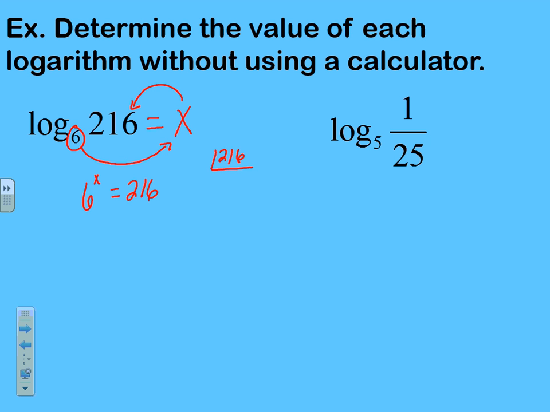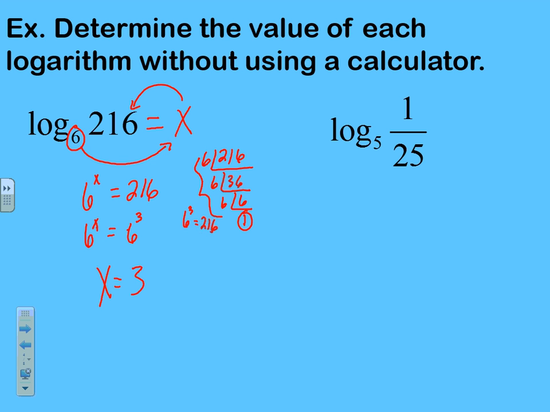Okay, well, if you don't happen to have a calculator, we'll do our division method. 6 goes into 216 36 times, 6 goes into 36 6 times, and 6 goes into itself 1 time. So there's my remainder. That tells me that 6 to the third power is equal to 216. So here I would say 6 to the x power is equivalent to 6 to the third power. In this case, x would have to equal 3.